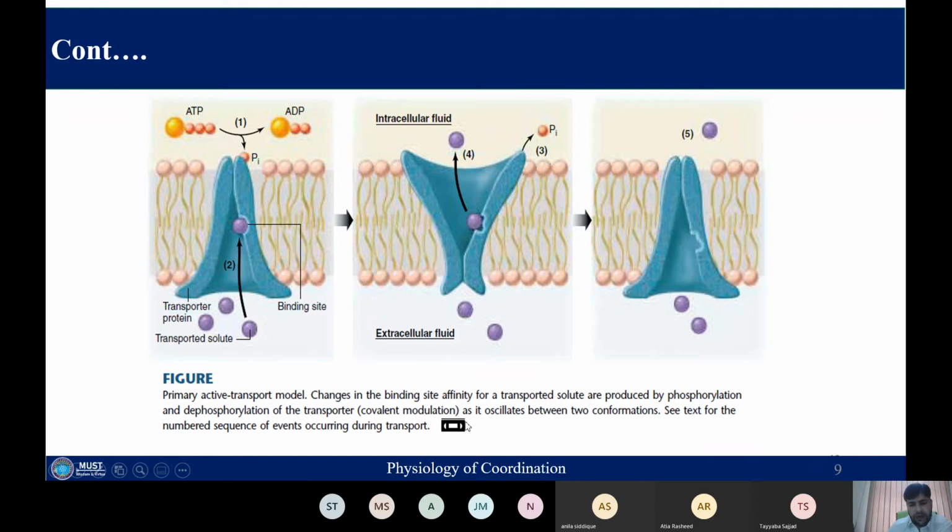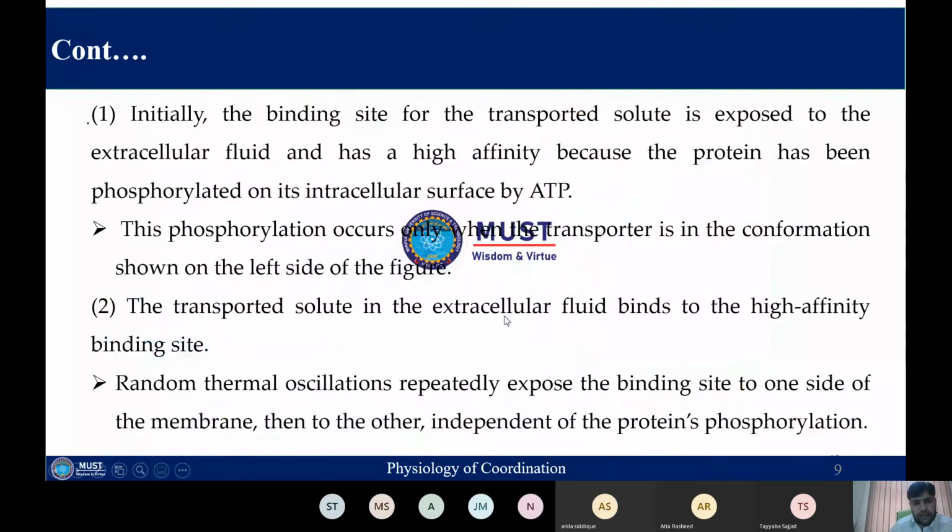This is the primary active transport model. The binding site affinity is changed once the phosphate group is added to the transporter protein, and this affinity is changed by phosphorylation and dephosphorylation. When it is dephosphorylated, the transporter protein will show very low affinity for binding to the solute particle. But when it is again phosphorylated, it will show high affinity, and the solute particles will easily bind. So this is the active transport model.